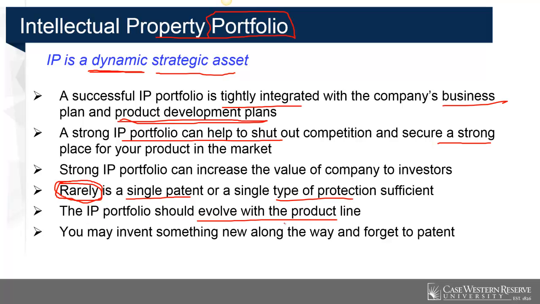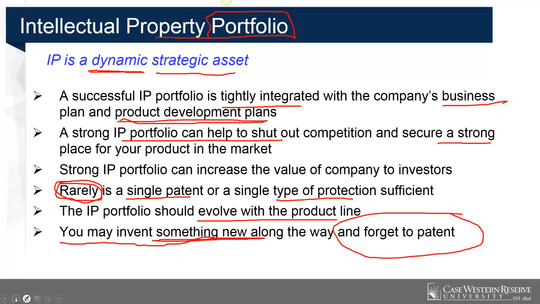As a product line matures, maybe you want to focus on branding more than necessarily technological patents as protecting the idea. And again, as you evolve and you develop your intellectual property portfolio, you might invent something new along the way. And if you have a portfolio management team, they may help you to remember to patent really good ideas. So again, the management of the intellectual property is a corporate level strategic activity, because intellectual property is a dynamic strategic asset. It changes over the life of the product and the life of the company as well.